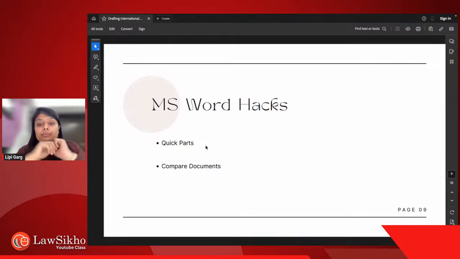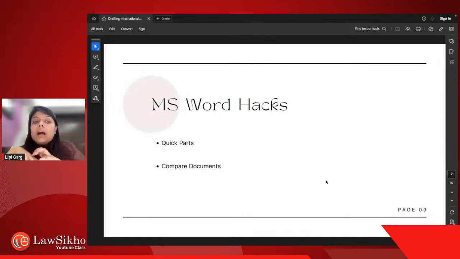So let's say we talked about boilerplate clauses. Do you remember that? The matter ultimately will remain the same, but some things might change in a few contracts, right? So for a boilerplate clause, what you can do is, this is like saving it in a gallery. You select a text and then you save it to MS Word, and it will be saved as a quick part.